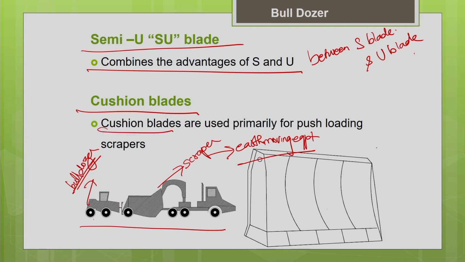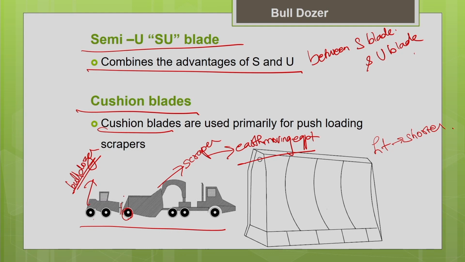These blades are generally shorter in height, so that the height of the blade won't disturb the rear wheel of the machine which it is pushing. The blade height is shorter, and no movement is possible with this blade. I cannot tilt, pitch or angle; nothing is possible with the cushion blade, it is just fixed. Its productivity is also less. With respect to earth moving operation, it is not commonly used. It is used primarily only for pushing other machines.